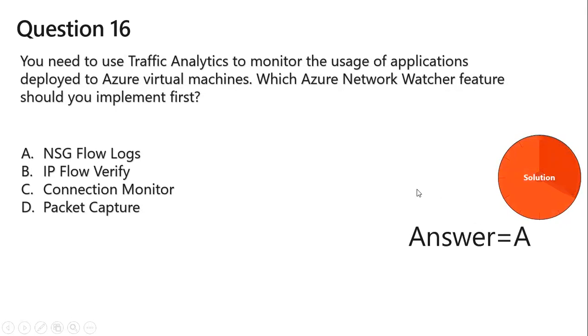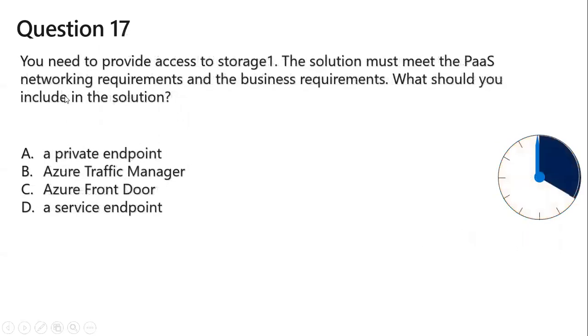So for this question, the correct answer is going to be A, that is NSG flow log. Okay. Moving to the next question, you need to provide access to storage one. The solution must meet the platform as a service network requirement and the business requirement. What should you include in the solution? Option A, private endpoint. Option B, Azure Traffic Manager. Option C, Azure Front Door. Option D, a service endpoint. Please put your answer on the chat.